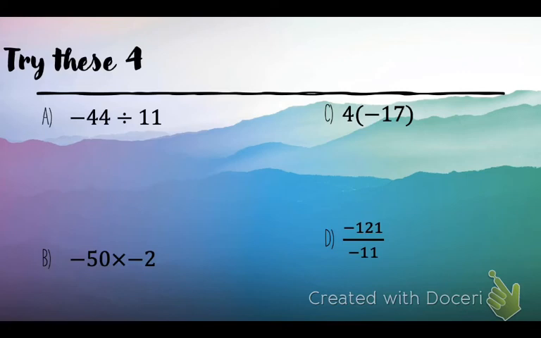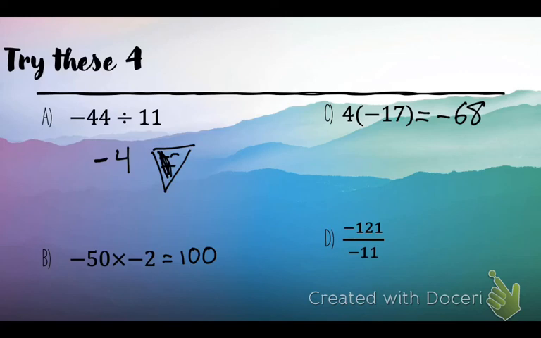So A, -44 divided by 11 is -4. Okay. A negative and positive is a negative. -50 times -2 is 100. Negative and negative is positive. 4 times -17 is -68. And -121 divided by -11 is positive 11.